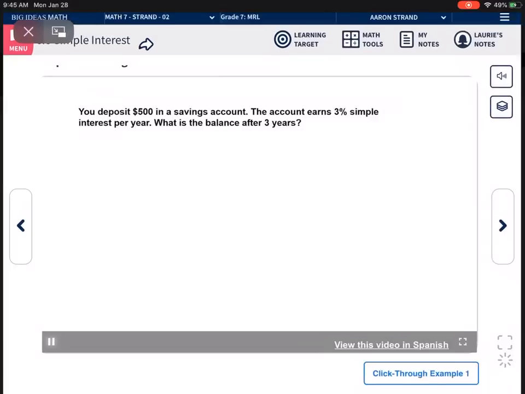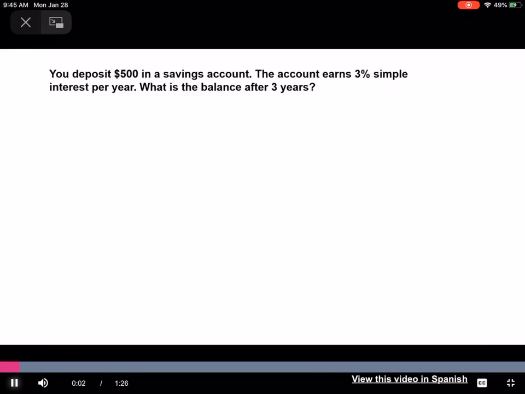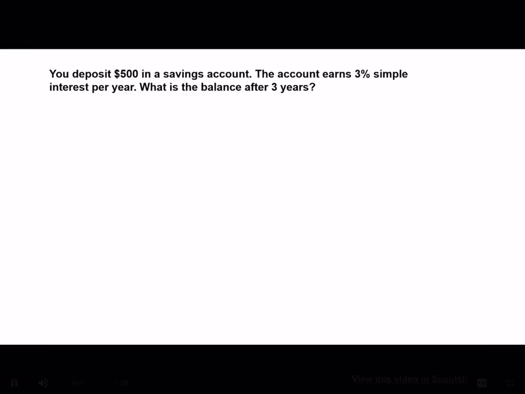You deposit $500 in a savings account. The account earns 3% simple interest per year. What is the balance after 3 years?